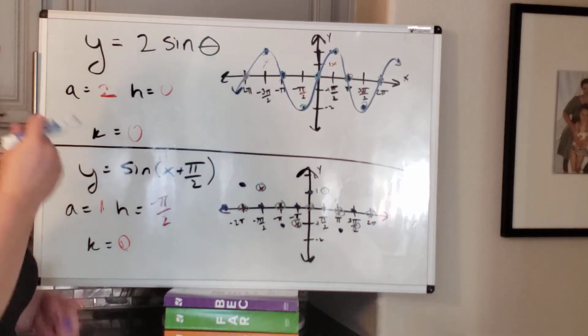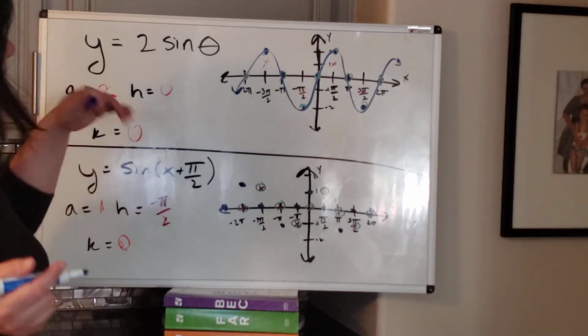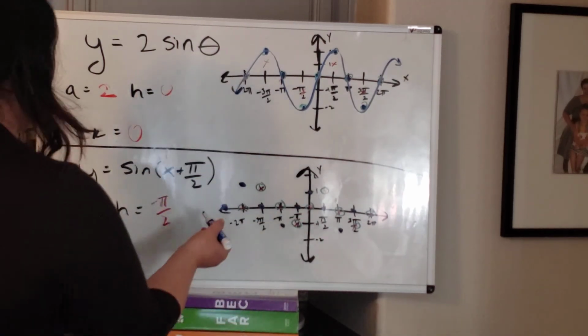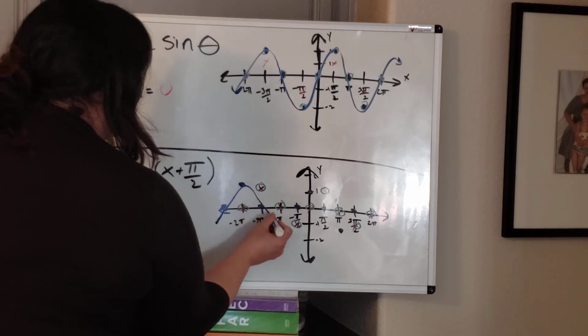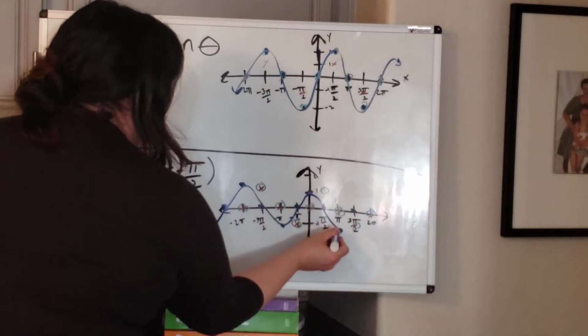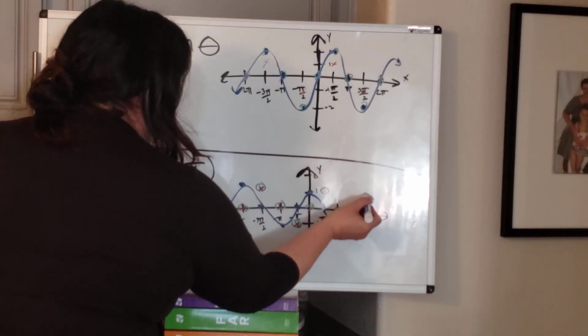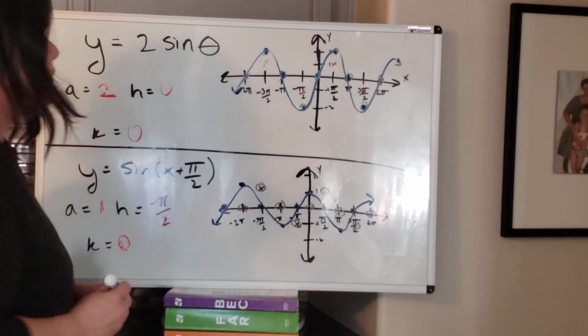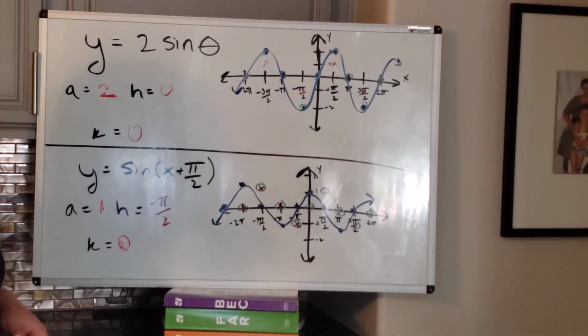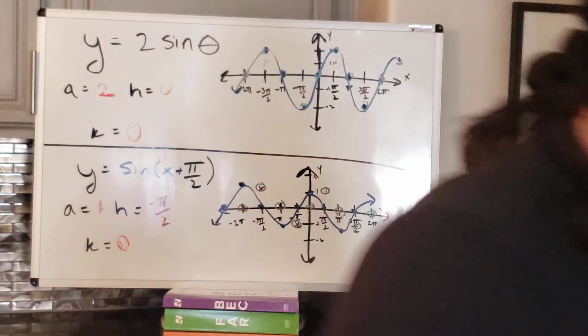Once again, all we have to do is connect. It's curvy, and we just connect all of those values, and there are our graphs. Stay tuned for cosine.